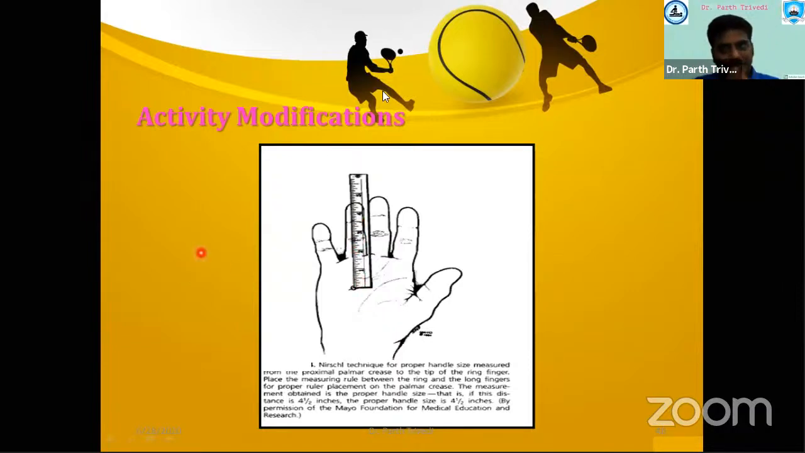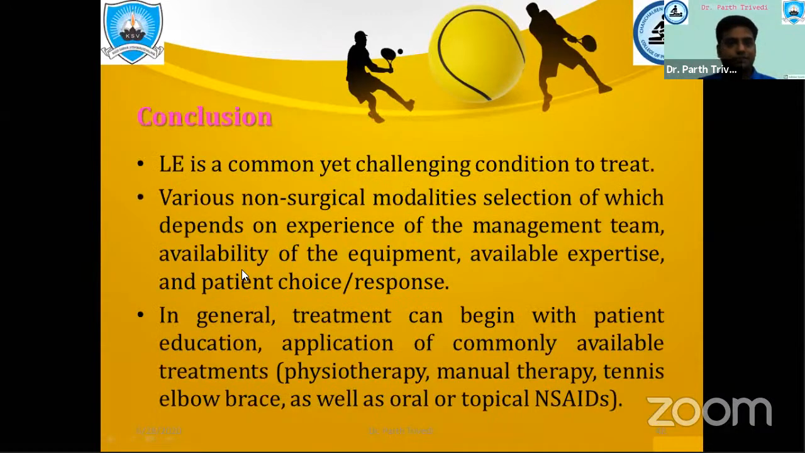So this is where we can modify, and strings can be used, racket strings. So what are we coming to a conclusion? Yes, it is a very challenging condition. Theoretically, if you have not seen many patients, you think, oh, it is just lateral epicondylitis, it happens to many people. But if the patient goes into a chronic stage, mark my words, it becomes very difficult to come back through conservative management, and it is a challenging procedure.